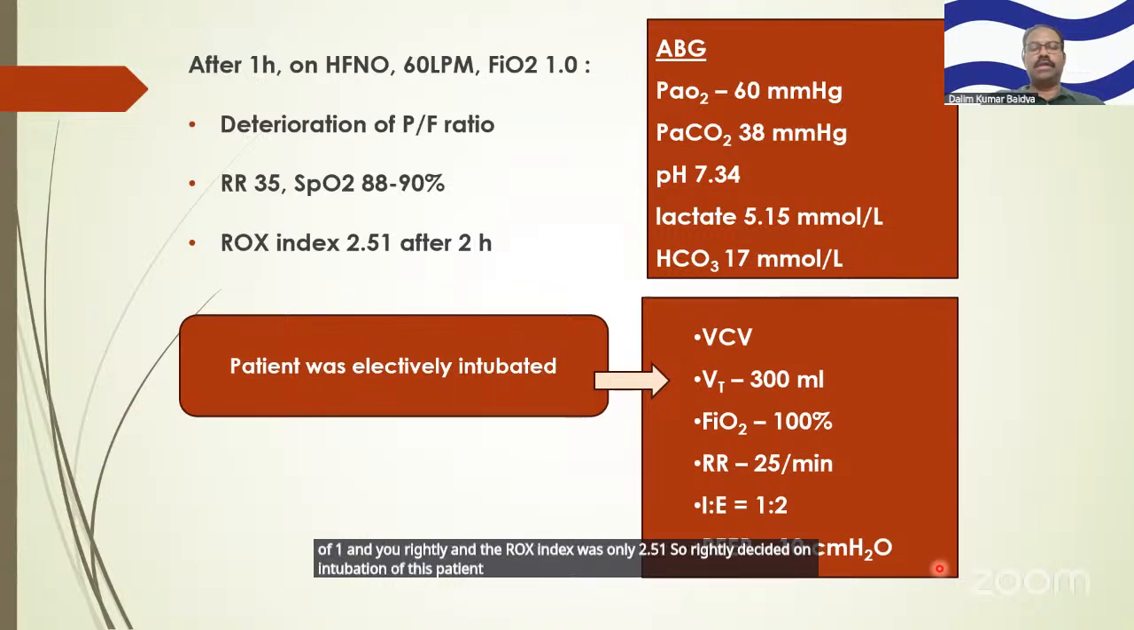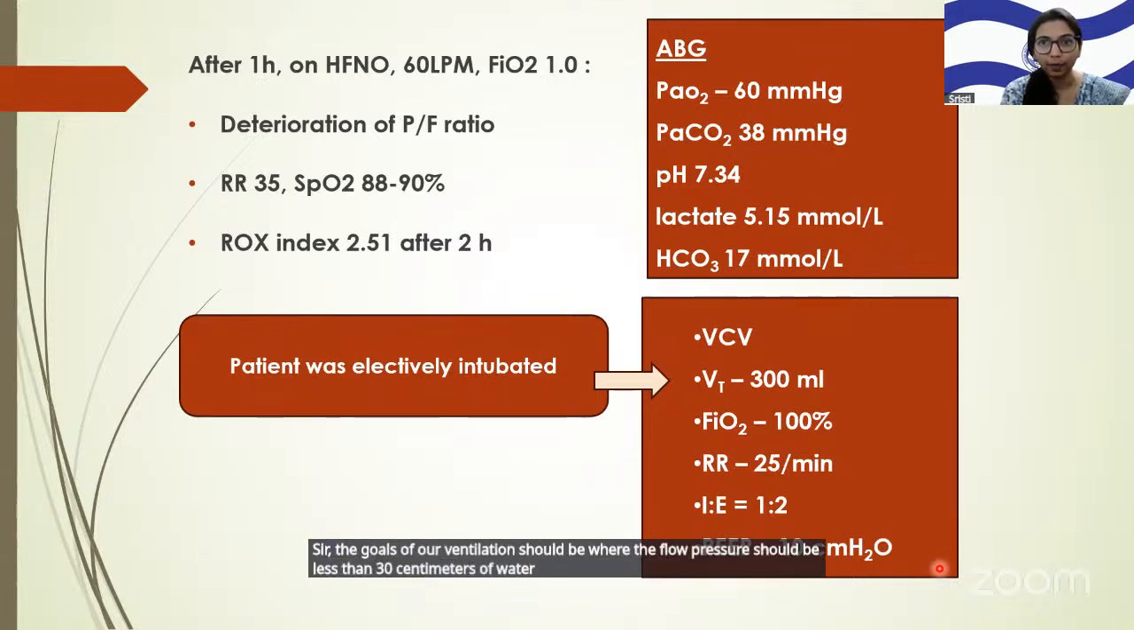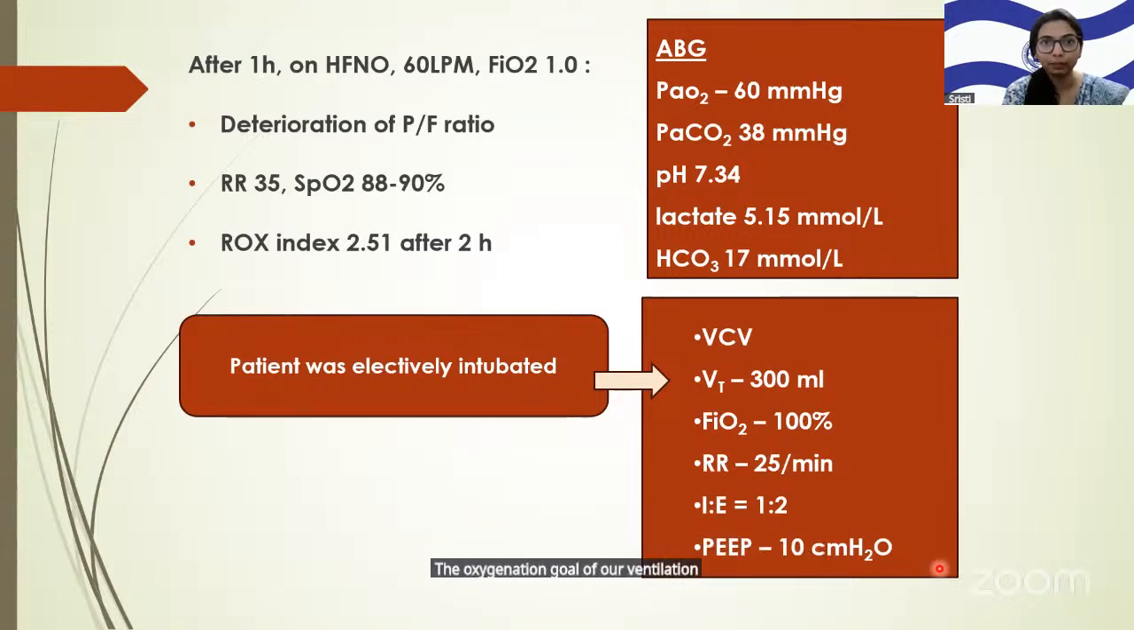So I would like to know from you, how do you decide on the initial ventilation strategy of these patients? Sir, the goals of our ventilation should be a plateau pressure of less than 30 centimeters of water, and maintaining this, we can keep the tidal volume at about 6 to 8 ml per kg. The oxygenation goal should be a PO2 of 55 to 80 millimeters of mercury, maintaining a saturation of 88 to 95%. And the pH to be maintained at 7.3 to 7.45.